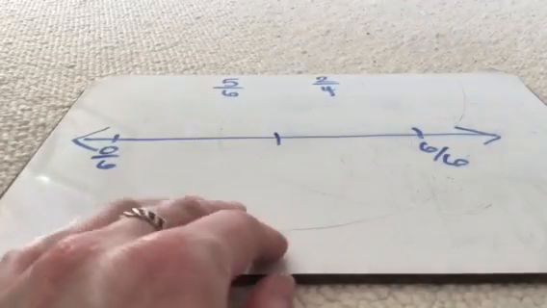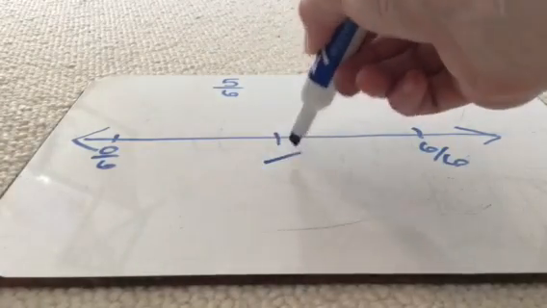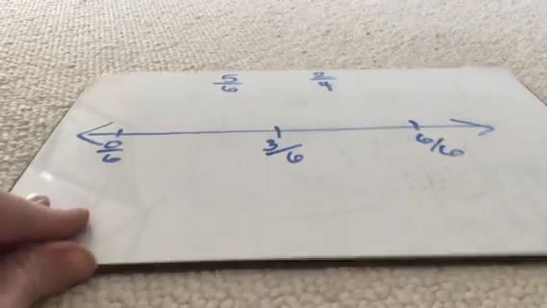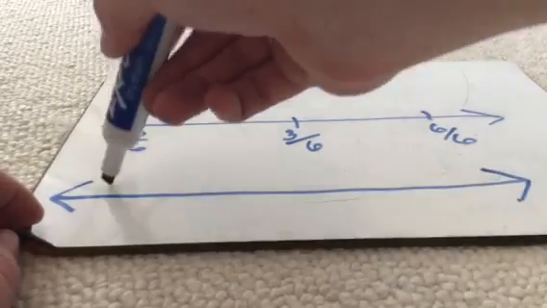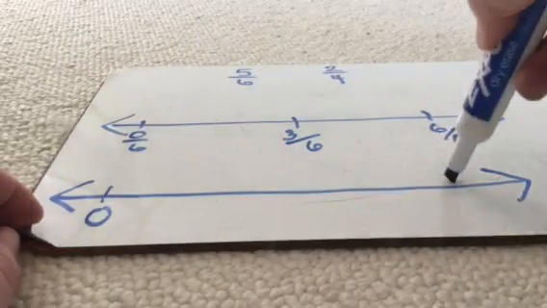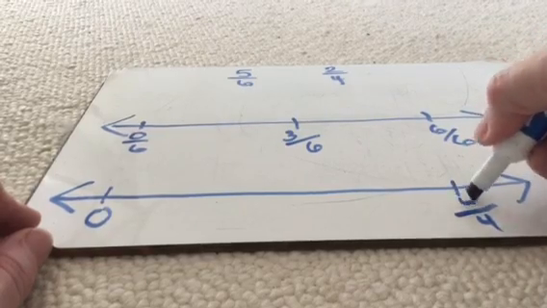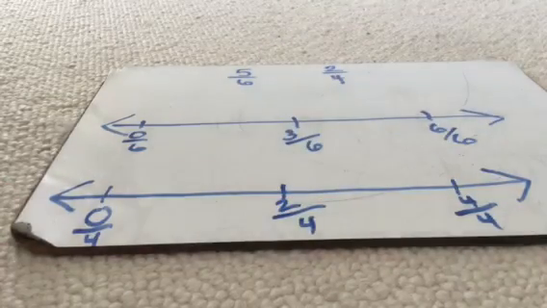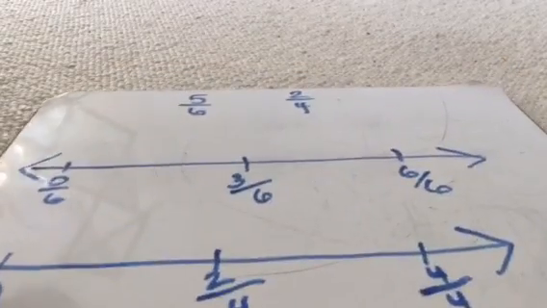What is halfway between 0 and 1? If it's a number line in 6ths, what's half of 6? 3. And then I have another number line for 4ths that goes 0 to 1. And 1 whole, remember, if I was talking about 4ths, how many 4ths make up 1 whole? Well, 4/4 do. Halfway, what's half of 4? 2.